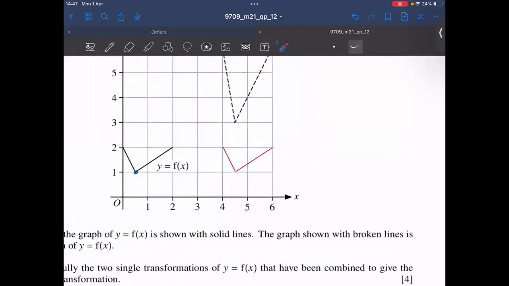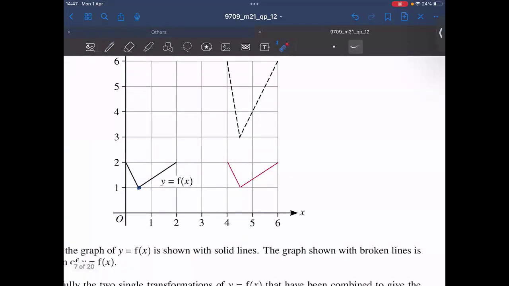Why? Because if you're going to translate this along the y-axis, if I would move this graph over here like this, it would not have made sense, because when the graph is stretched, the y coordinates of all the points get changed as per the stretch factor.